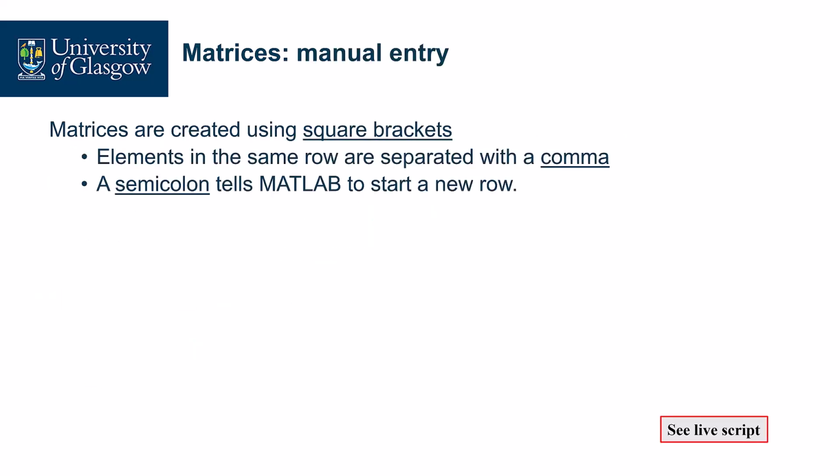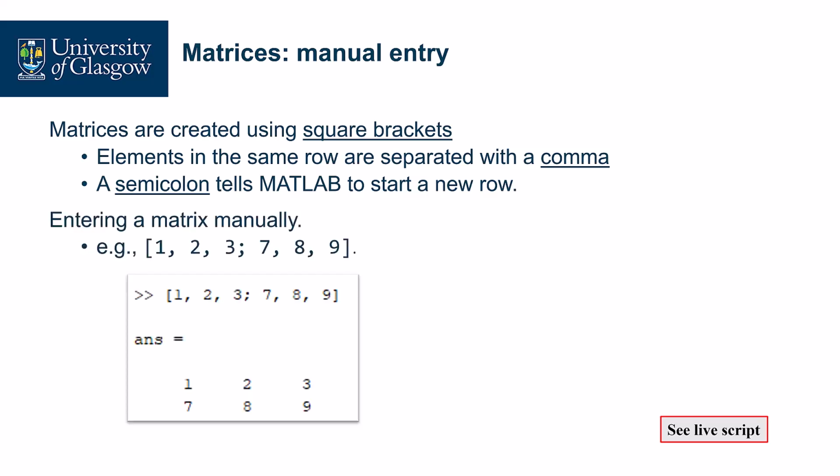When you enter a matrix into MATLAB, you need to create the matrix using square brackets. Inside the square brackets, when you want the elements in the same row, we use a comma to separate them. When you want to start a new row, we use a semicolon. So let's see an example. Square brackets, inside the square brackets, 1, 2, 3, semicolon, 7, 8, 9.